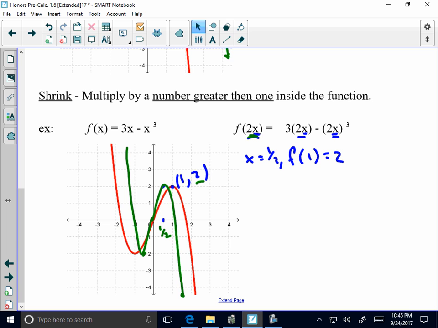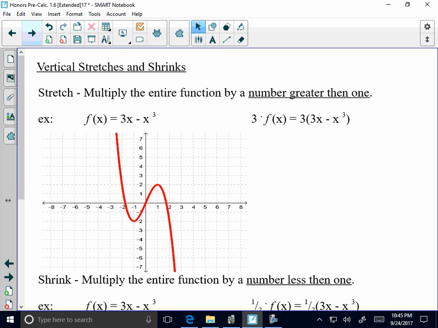All right, so that is horizontal stretches and shrinks. More complicated than vertical stretches and shrinks. Vertical stretches and shrinks are pretty intuitive. Right here, if we're looking at a vertical stretch, we would say that that happens when we multiply the function by a number greater than 1. And really what we're talking about is multiplying the equation of the function by a number greater than 1.